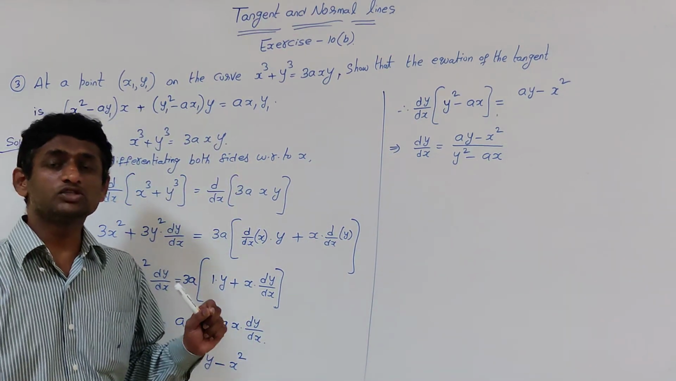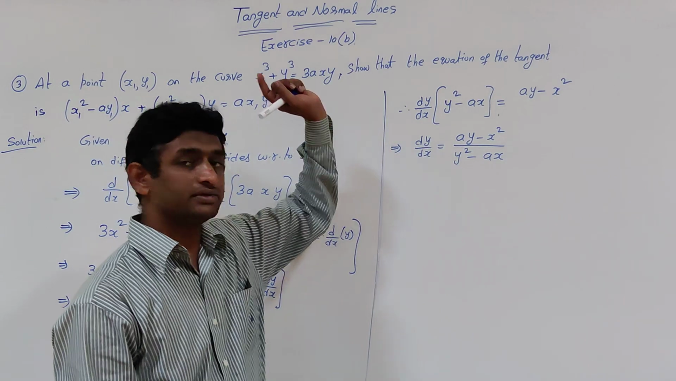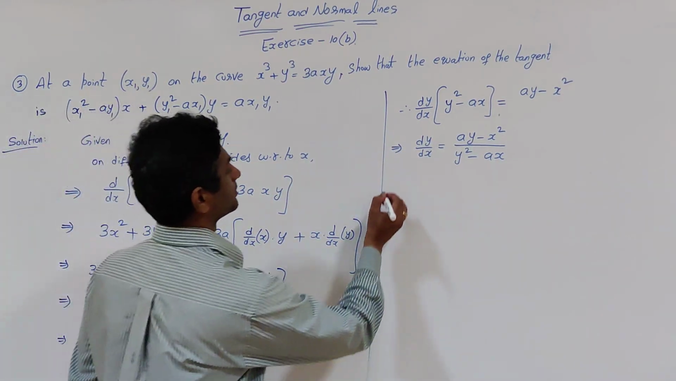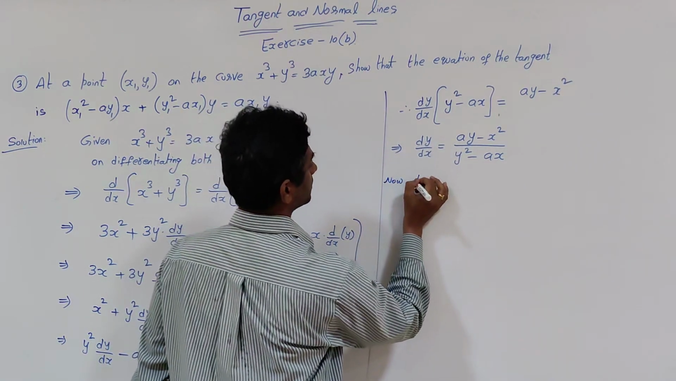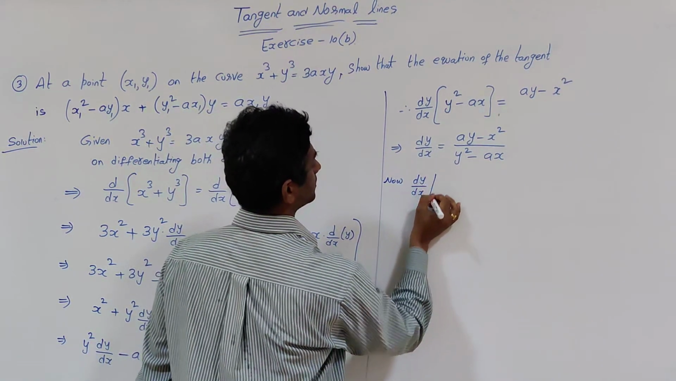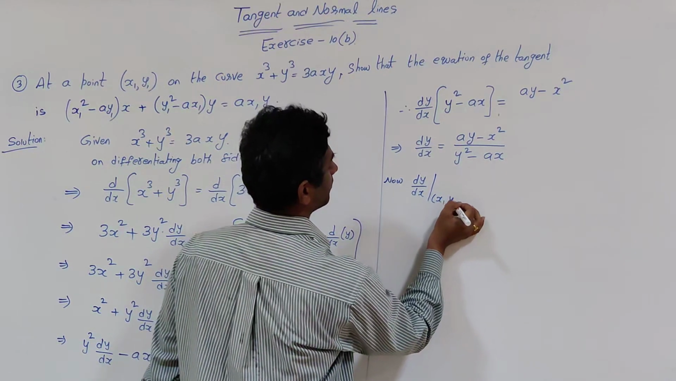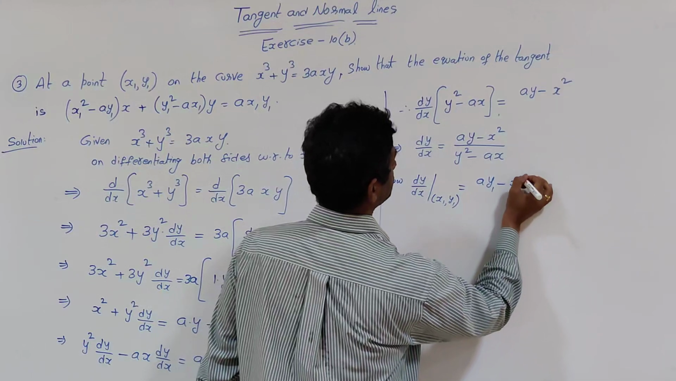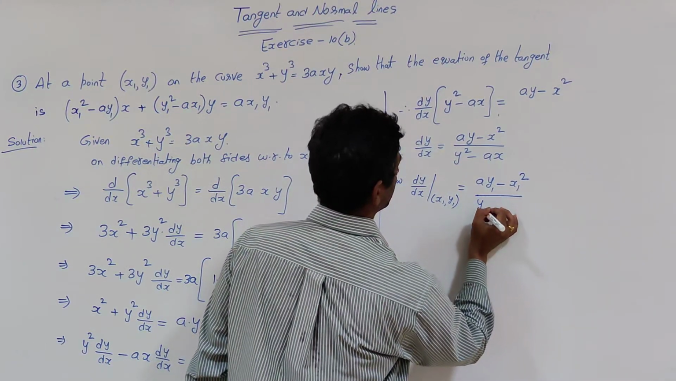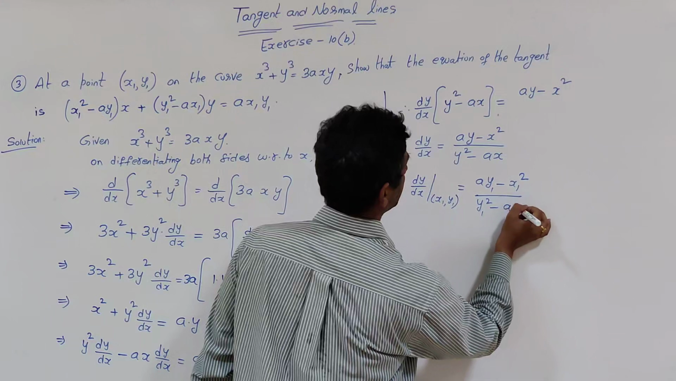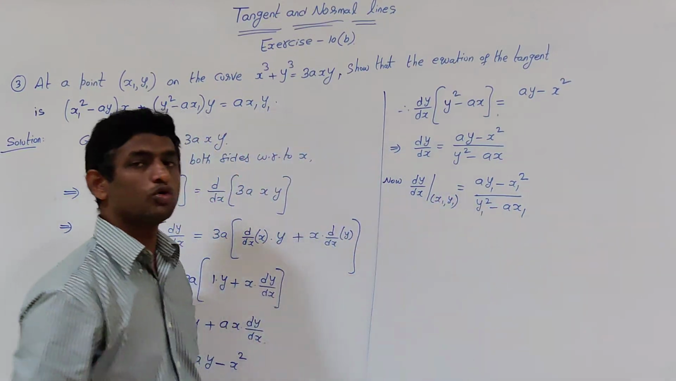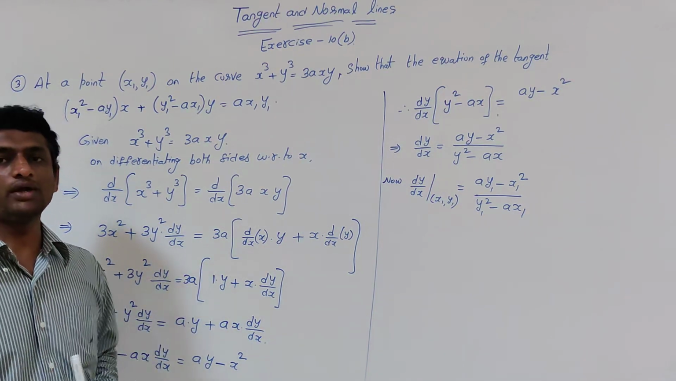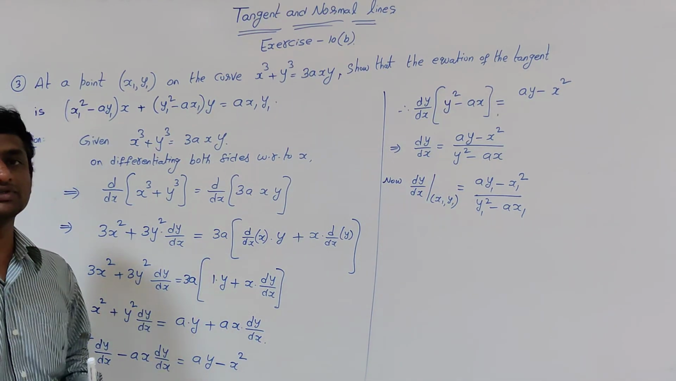But we require the slope of the curve at the point x1 comma y1. Now dy by dx at x1 comma y1 will be a y1 minus x1 square by y1 square minus ax1. That is the slope of the curve. As we know the slope and we know the point, we can find the equation of the tangent line.